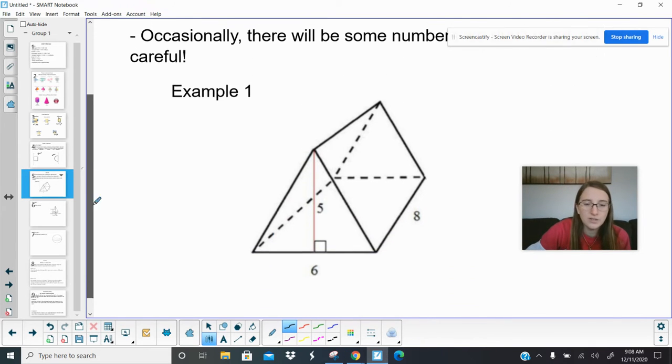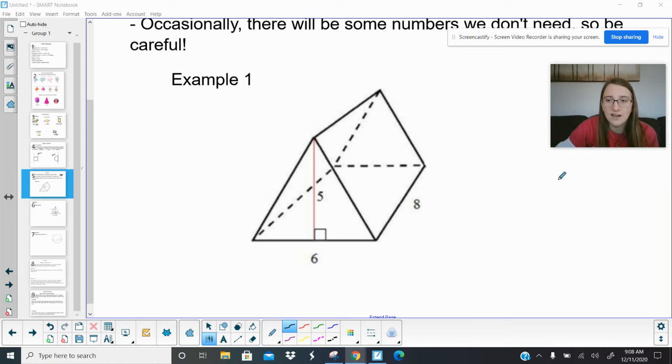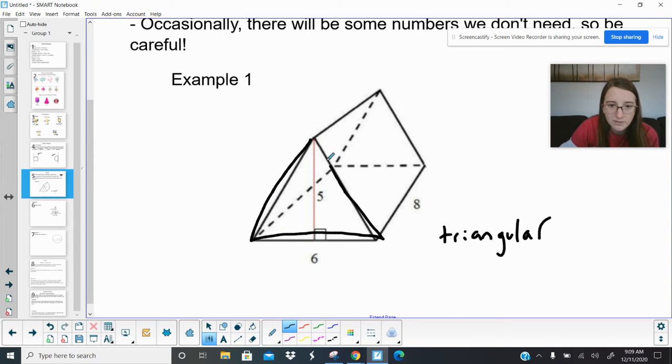So try this example here. Step one is to identify the shape. What is this shape? This is a triangular prism. It is not a pyramid. Notice it has two triangles back to back for its bases. That makes it a prism.